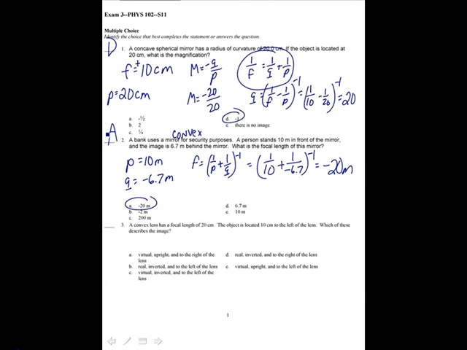A convex lens has a focal length of 20 centimeters. That's a lens like this, a converging or convex. The focal length is here. The object is located 10 centimeters to the left of the lens. Which of these describes the image? Well, it's going to produce a virtual upright image. So that's here or here. All right, but if it's virtual, it has to be on the same side as the object. So that means that it has to be E, because it's to the left of the lens. So it's not A, because a virtual image with a lens is on the same side as the object.